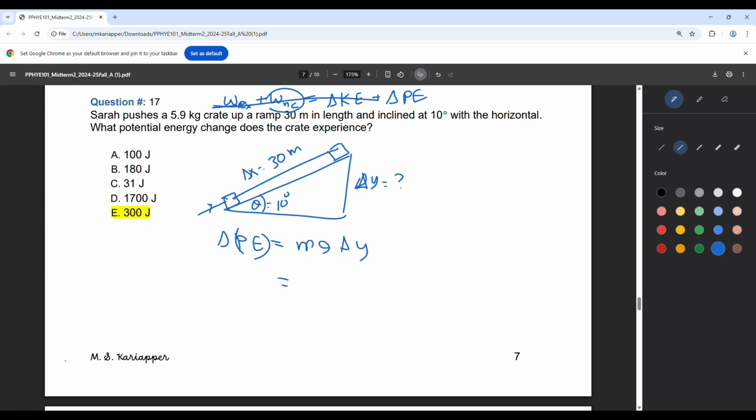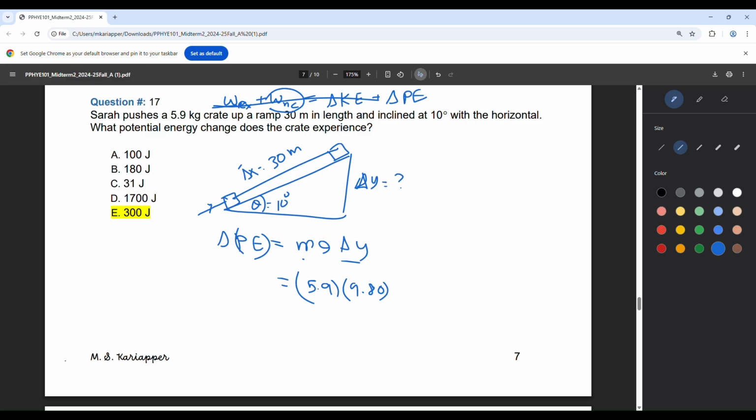M is equal to, how much? 5.9. g is, of course, the magnitude of the gravitational acceleration. Delta y is not given, but along the ramp, this distance is given. You have to remember your trigonometry.